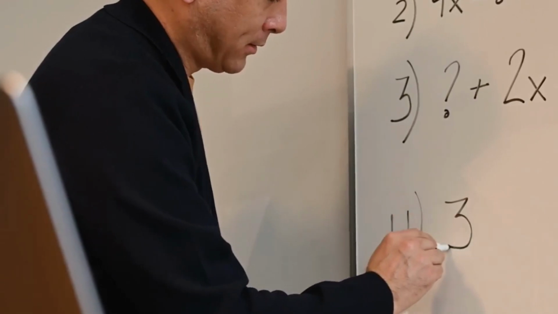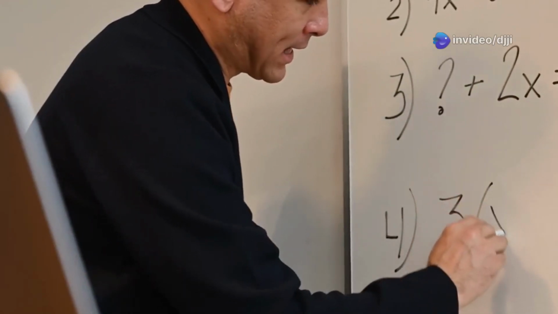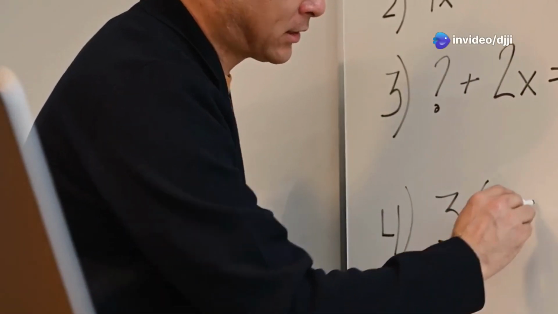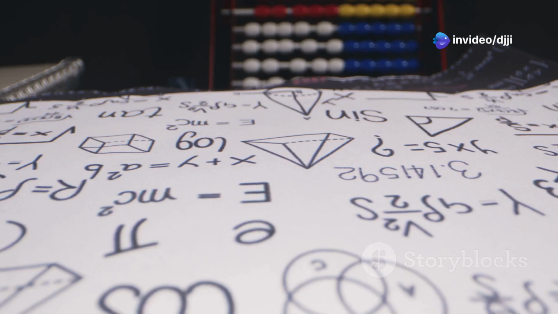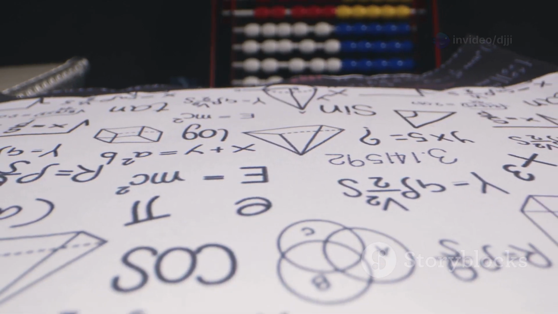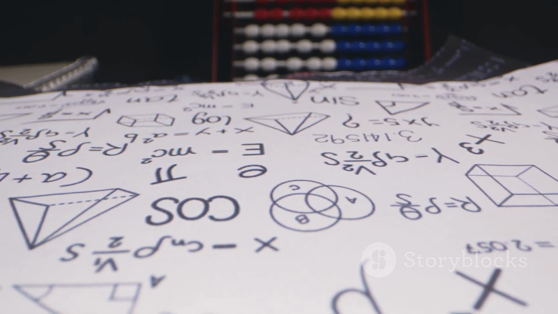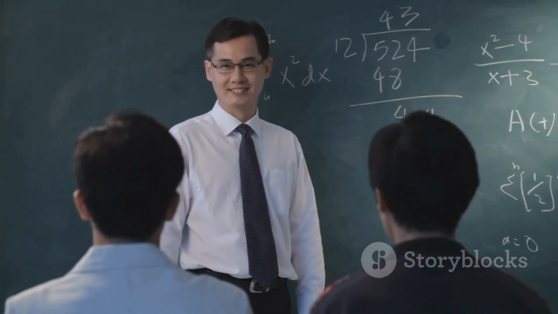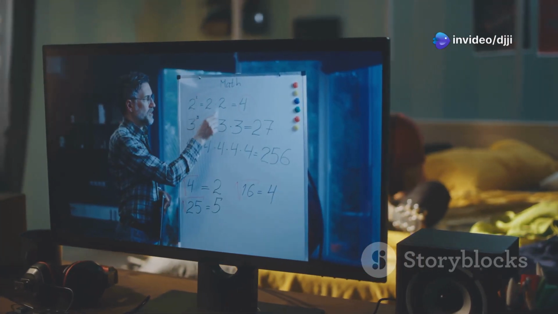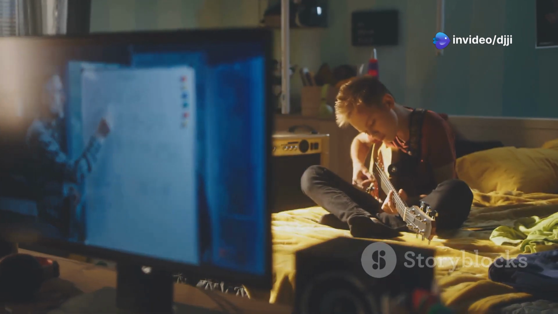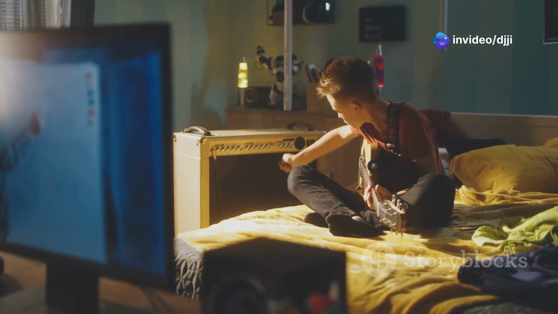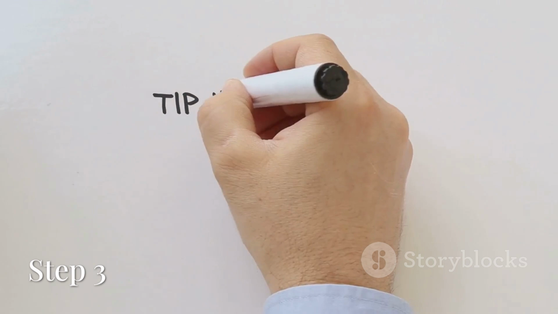Step 2. Factor the quadratic expression. Find two numbers that multiply to a times c and add to b. In the example x squared plus 5x plus 6, we want two numbers that multiply to 6, like 1 and 6 or 2 and 3, and add to 5. The numbers are 2 and 3, so it factors as (x plus 2)(x plus 3) equals 0.